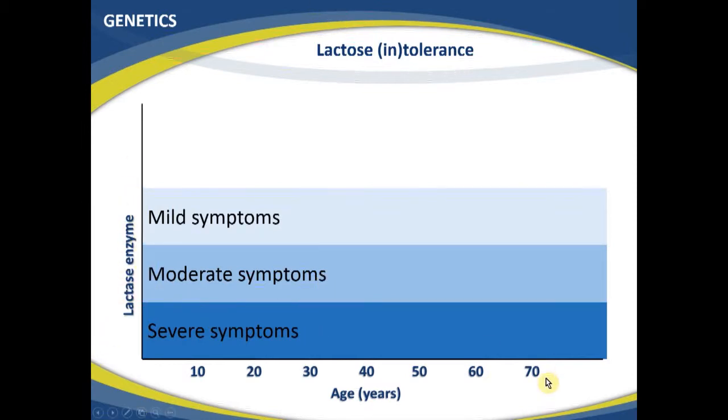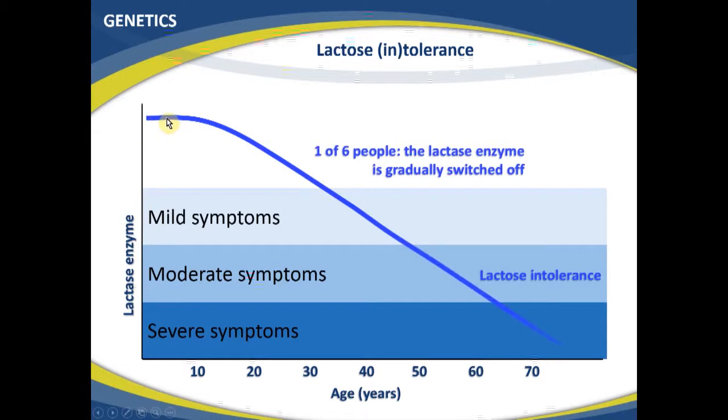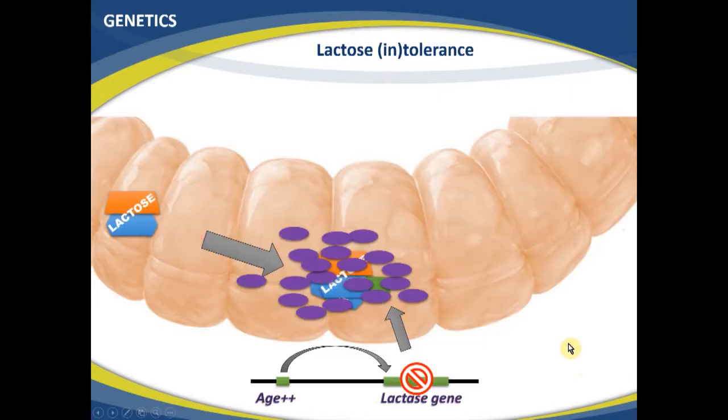The amount of lactase enzyme over the age is usually very high at the beginning, and then it starts to decline, which means that in 1 in 6 people, the lactase enzyme is gradually switched off, and it will first cause mild symptoms if you eat milk products, and it will become increasingly severe.